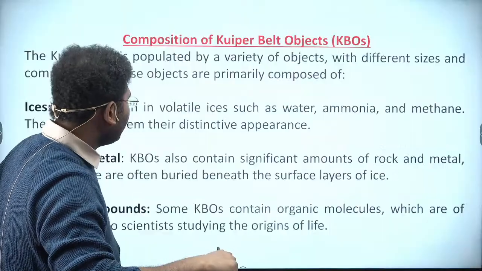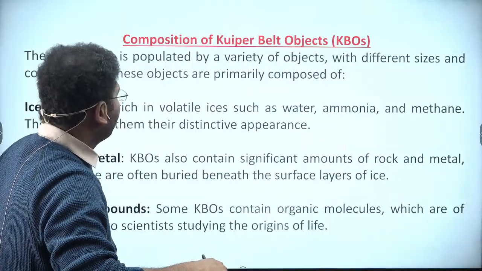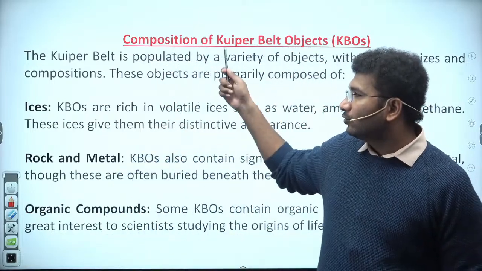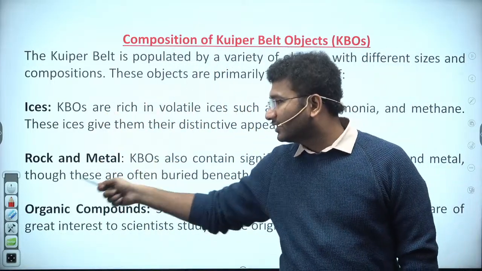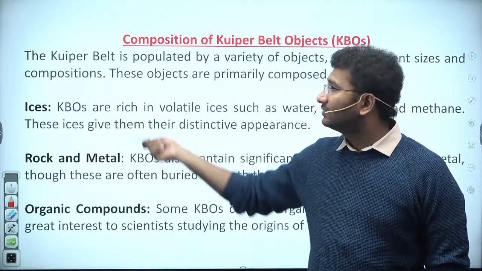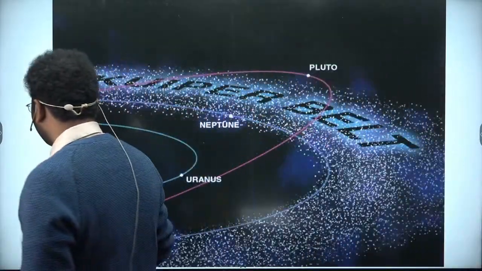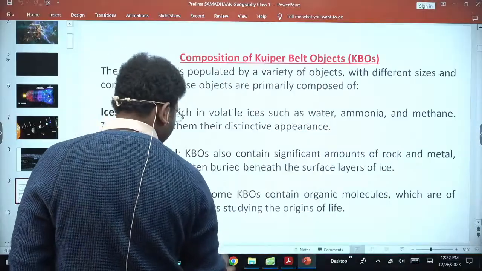Okay, now let us look at the Kuiper belt. What is the Kuiper belt? Your Kuiper belt has ice, rocks and metals and organic compounds. Three different things. Okay. Let me take you to the green comet which is given in your handout.